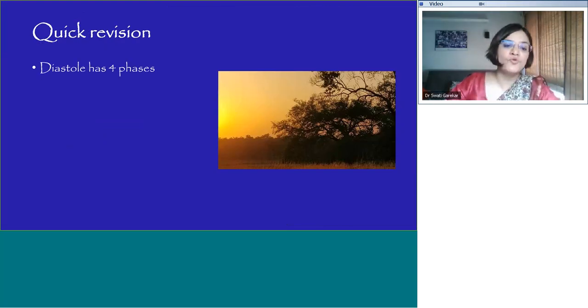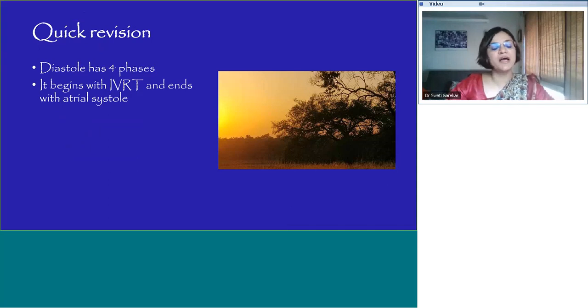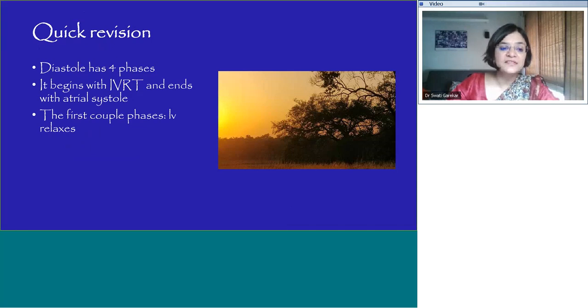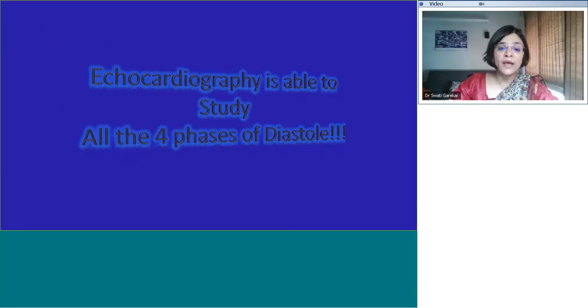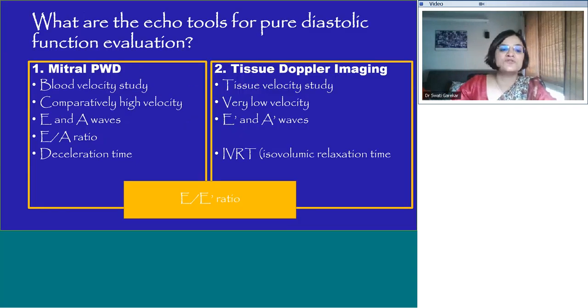So we have 4 phases of diastole, beginning with IVRT, isovolumic relaxation time, and ending with atrial systole. The first couple phases deal with how the LV relaxes, and the last phase is where the LV has to distend. It's already relaxing, but now it has to distend. It has to do with how stiff it is, or in other words, how compliant it is. LV relaxation requires energy. Now, echo is able to study all 4 phases of diastole.